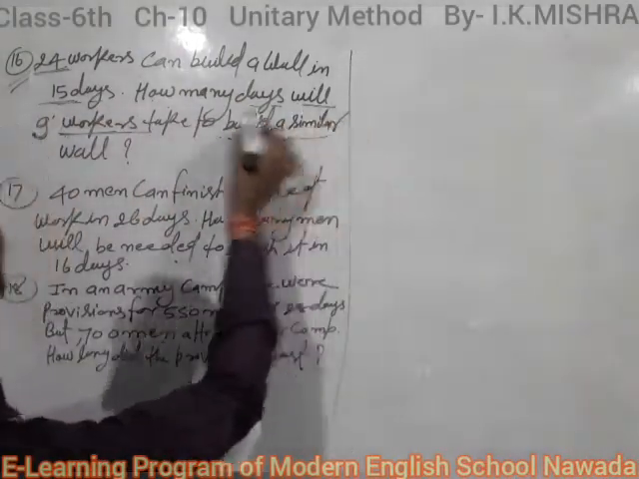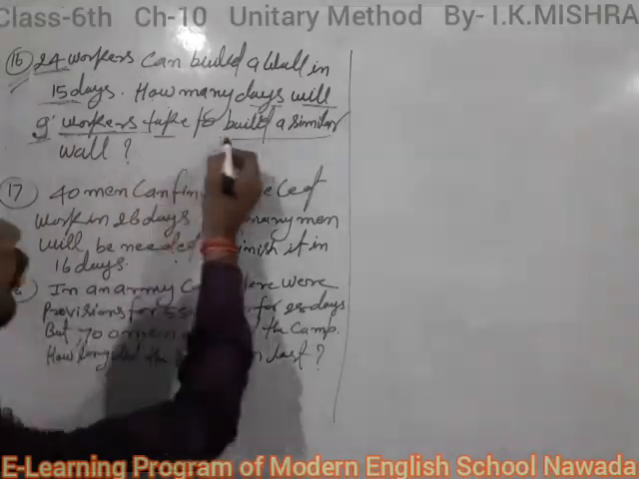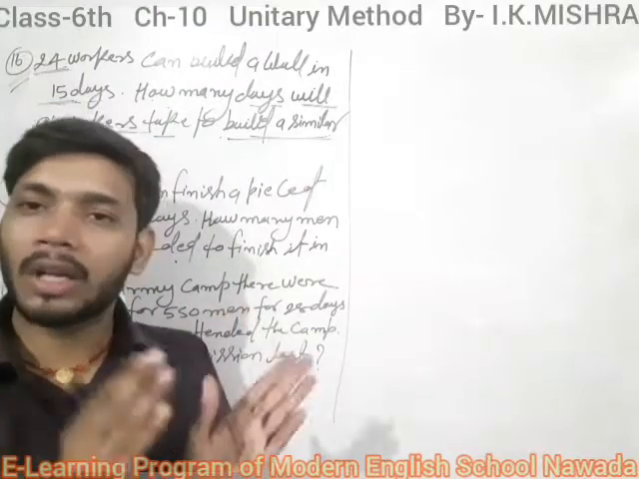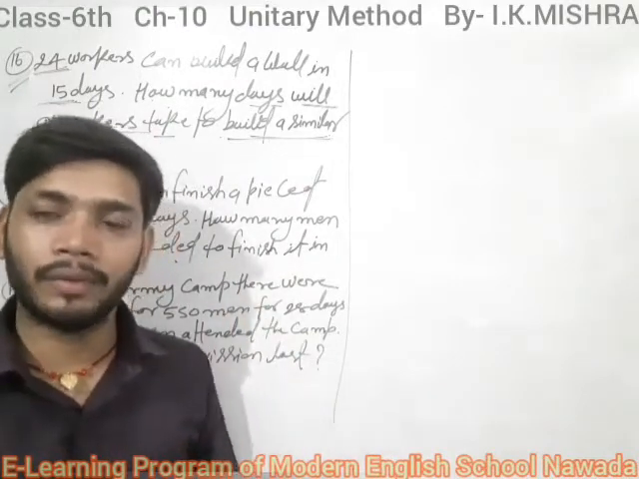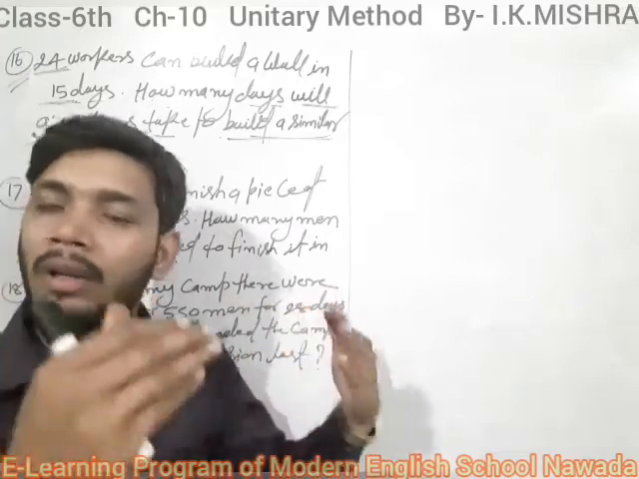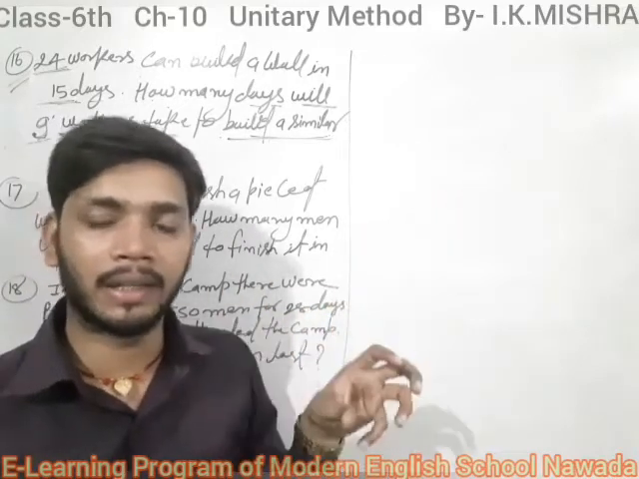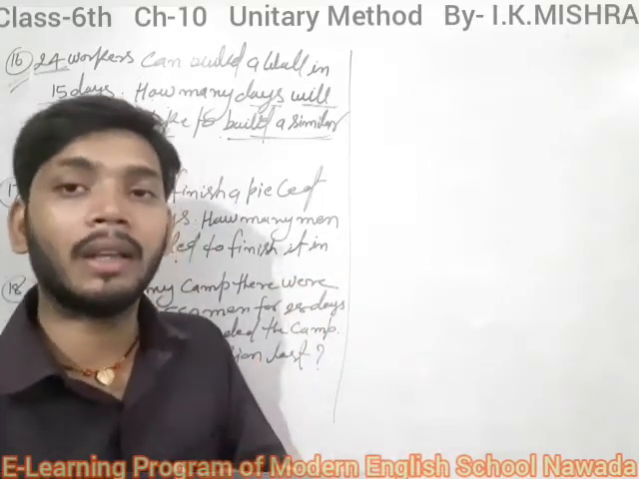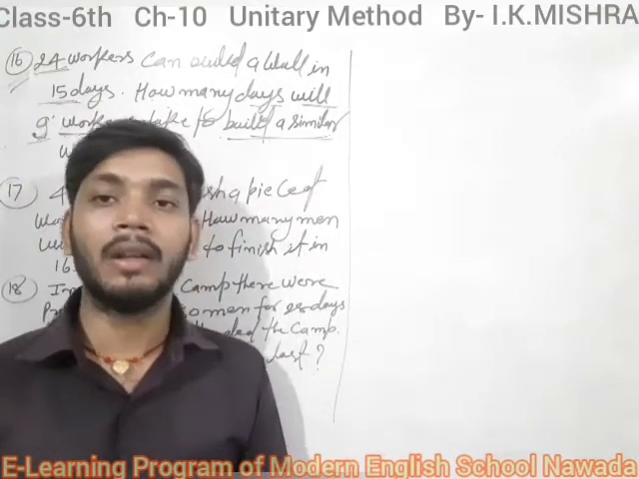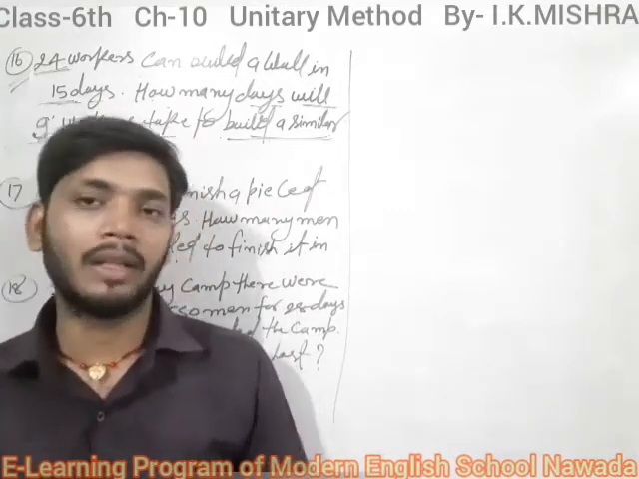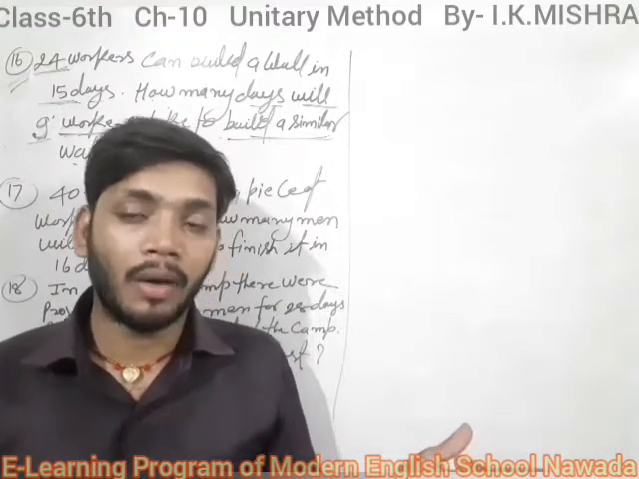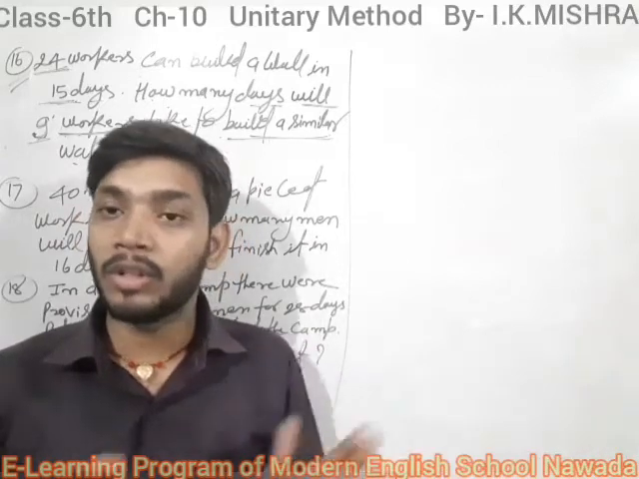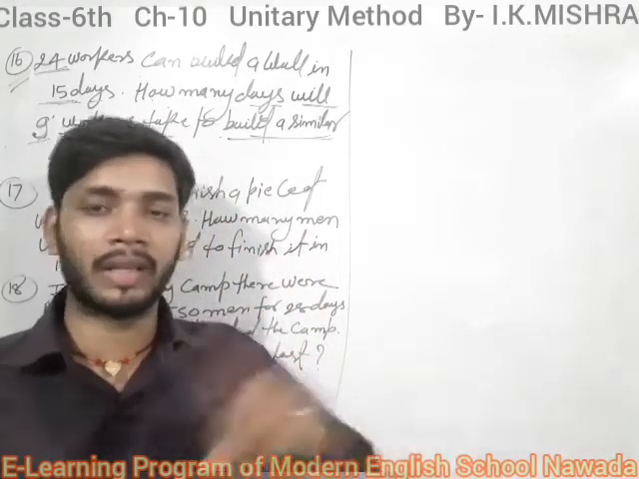How many days will 9 workers take to build a similar wall? Students, think about this question. This type of variation is present in this question. If you increase the number of workers, then working days will decrease. If you decrease the number of workers, then working days will increase. That means here, when one quantity is increased, the other quantity will decrease, and when one quantity is decreased, the dependent quantity is increased. That means students, this is the condition of inverse variation.